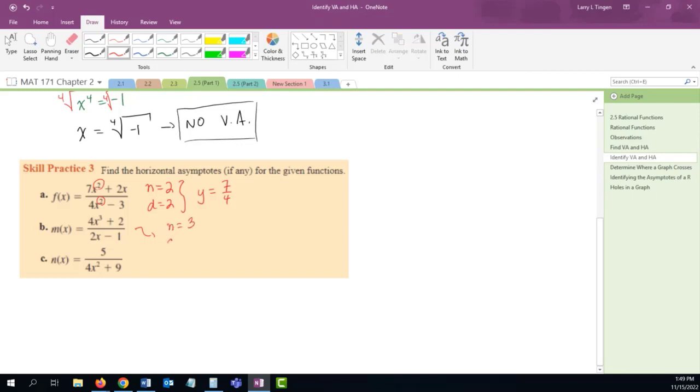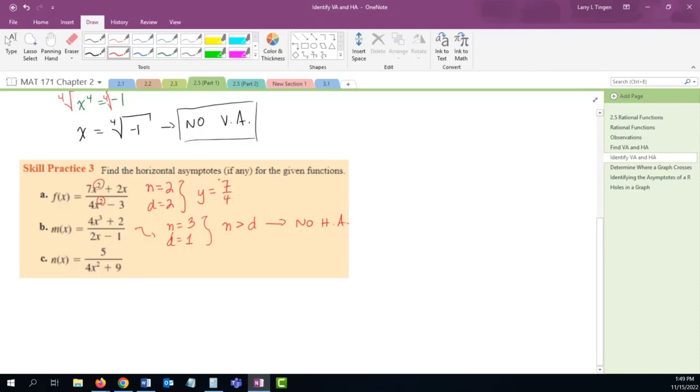Degree of the numerator is 3. Degree of the denominator is 1. And what happened here? The numerator is larger than the denominator. So this means there'll be no horizontal asymptote.